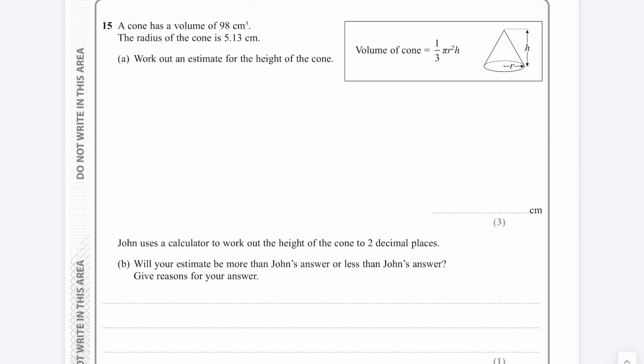The cone has a volume of 98 centimeters cubed. The radius of the cone is 5.13 centimeters. Work out an estimate for the height of the cone. Thankfully, they've given us the equation for the volume of a cone, which is right there. So, if I write that equation out, volume is equal to 1/3 pi r squared h.